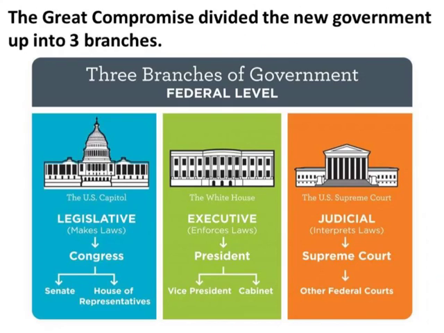The Great Compromise divided the new government up into 3 branches. The legislative branch makes the laws, and is made up of Congress. The executive branch enforces the laws and is made up of the President. And the judicial branch interprets the laws, and that's the court system.